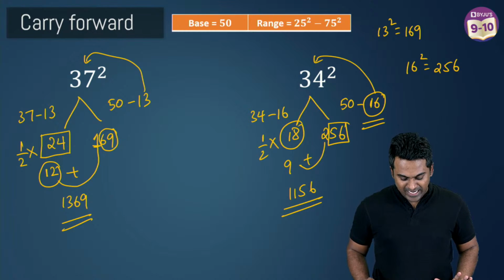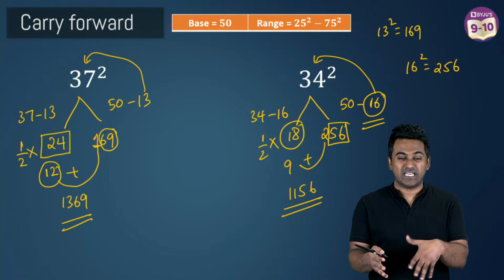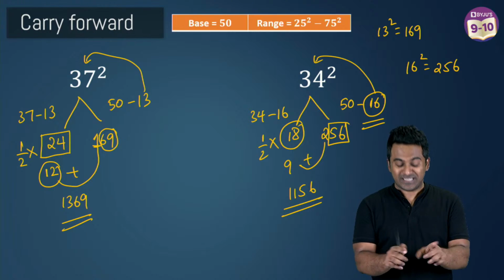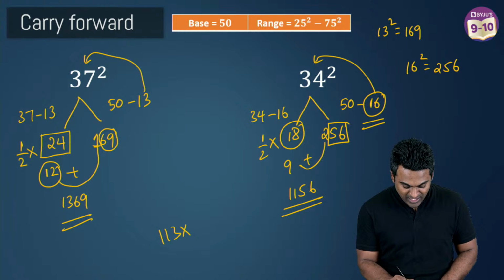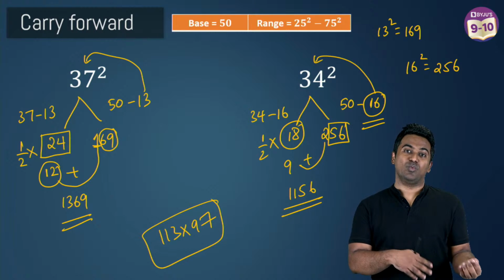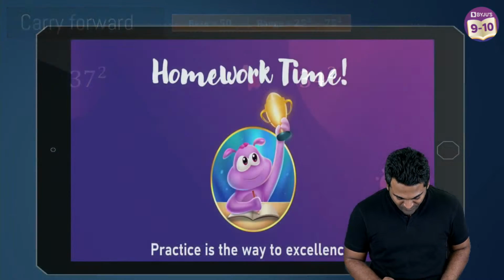All right, I haven't taken any big numbers today. Maybe we'll do a second part series where we also teach you how to multiply 2 numbers using the base, like let's say 113 with 97. How do you do this multiplication faster? We will come up with a session for that as well. But that's it for this session.